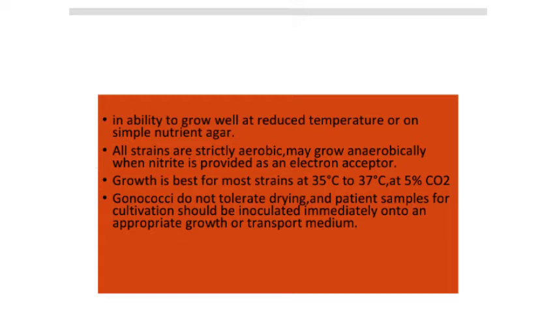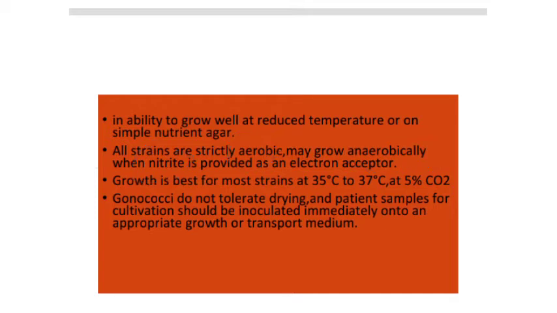As you can see, all strains of Neisseria gonorrhoeae are aerobic, meaning that they grow in an area where there is oxygen. But since they reduce nitrate, when nitrate is added in a media and they are incubated anaerobically, they do grow. The reason behind it is that nitrate acts as an electron acceptor for these organisms.